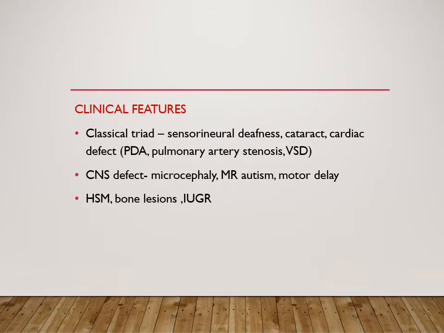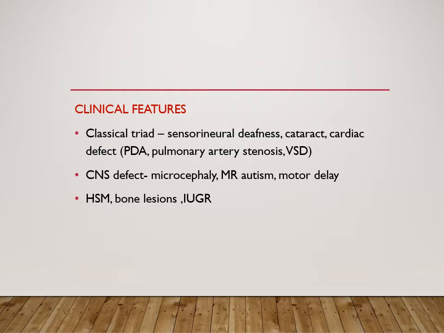What are the clinical features? That is, there is also a classical triad. One is deafness, hearing loss is there. And what type of hearing loss? It's sensory neural. So that is being asked. Deafness is of sensory neural.